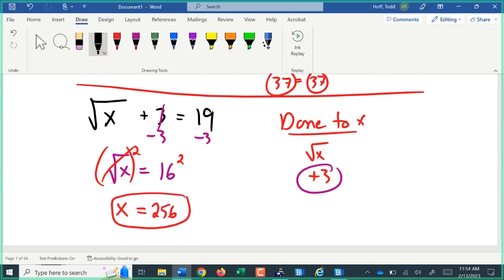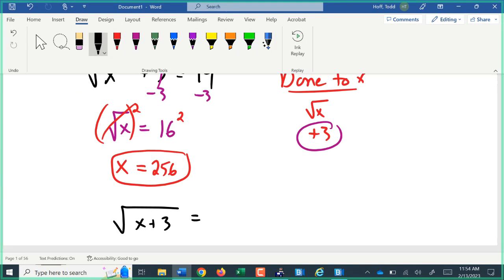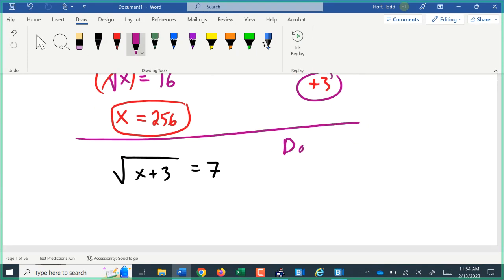Now there's a very subtle difference between that problem and this next one. The square root of x plus 3, all inside the square root, equals 7. Now if we look at what's been done to x, the first thing that happened was the 3 was added to it. Remember, that square root is an enclosing symbol if there's more than one thing inside of it. So adding 3 happened first, and then the square root was taken.